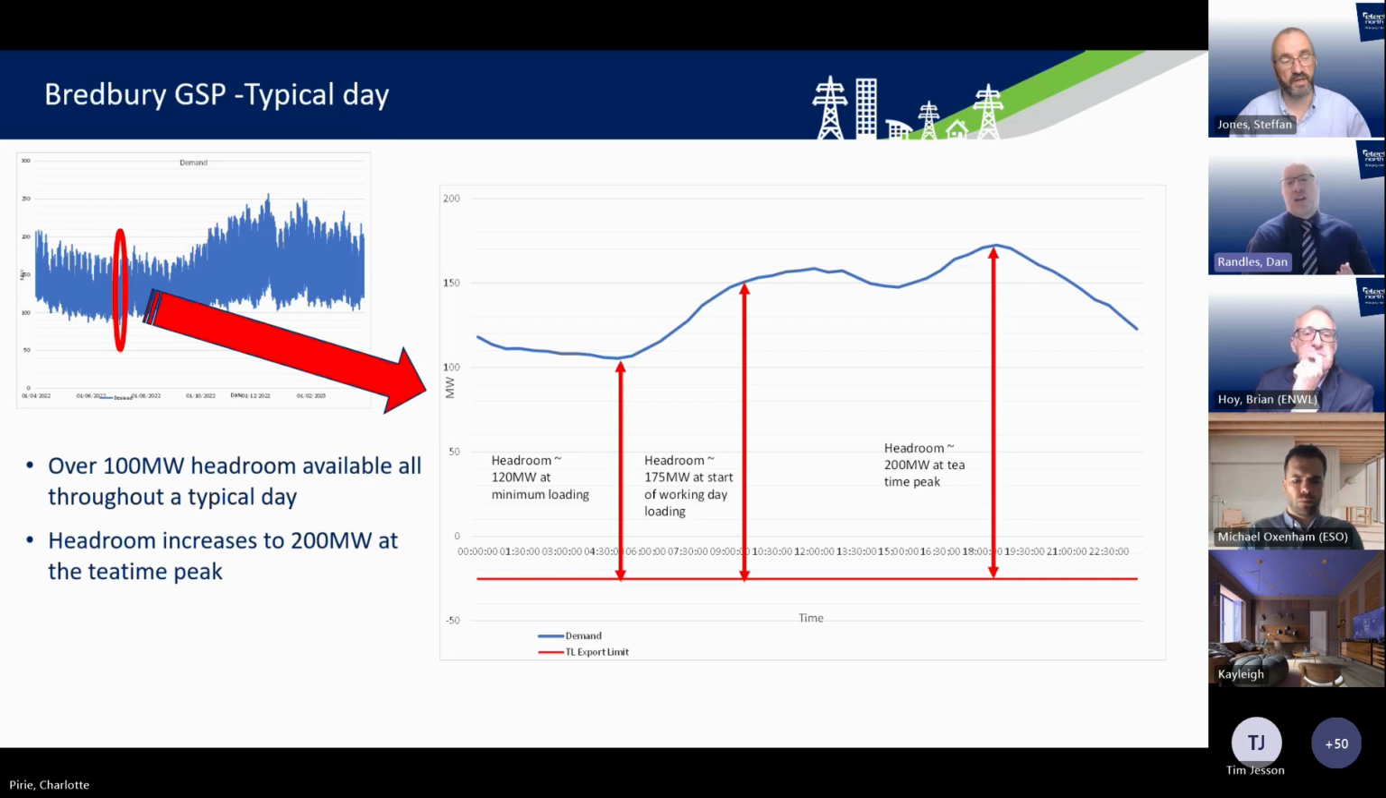So it, in some sense, depends on when that generator is actually looking to export as well. Yeah. So I think this is part of the learning for customers. We need to, how does the DNO make this information available so that customers can make these choices?